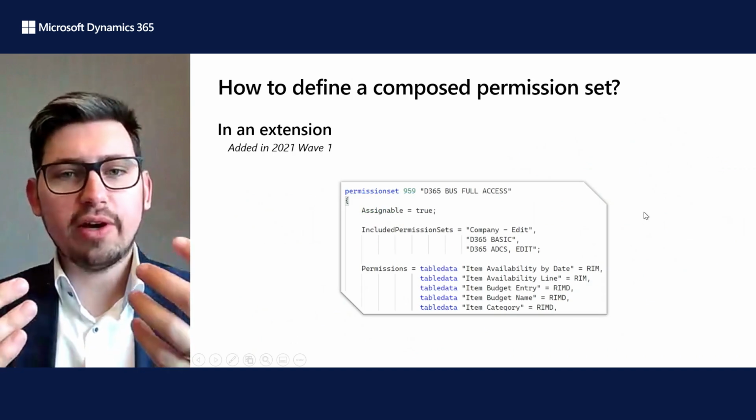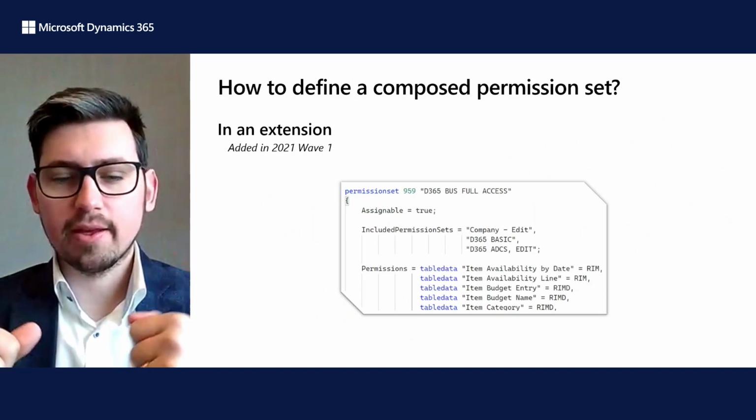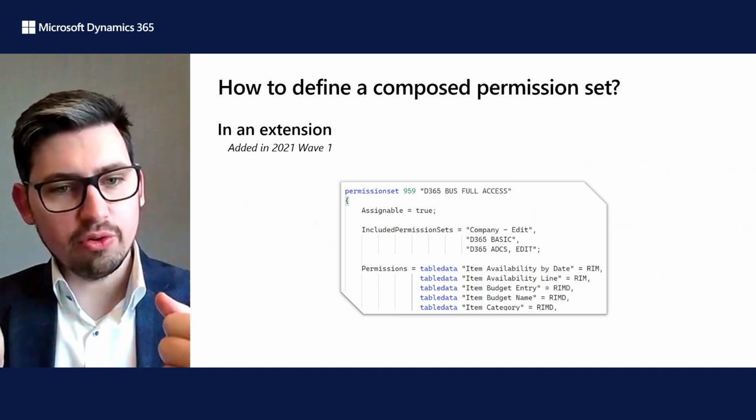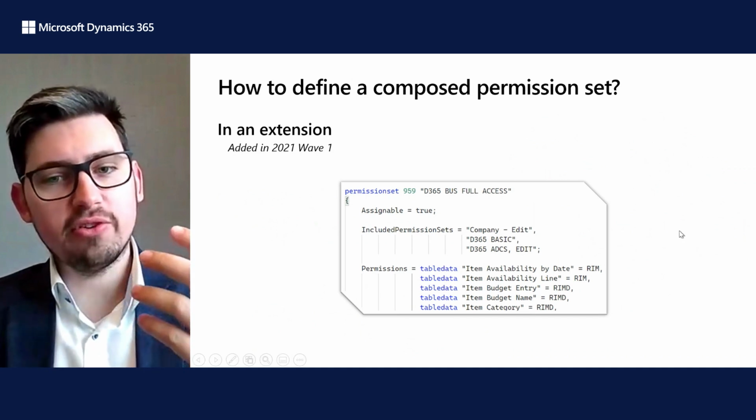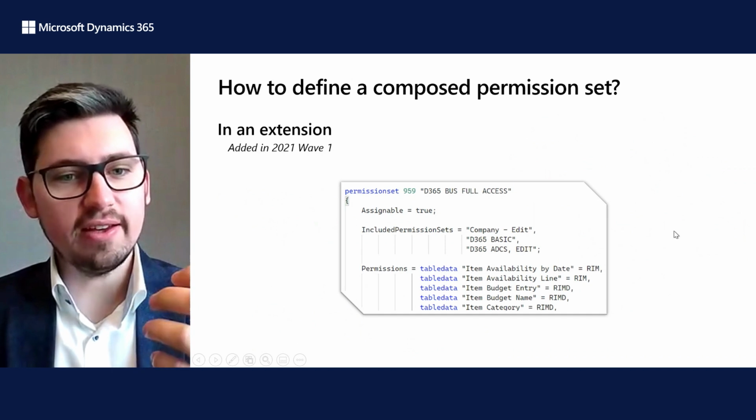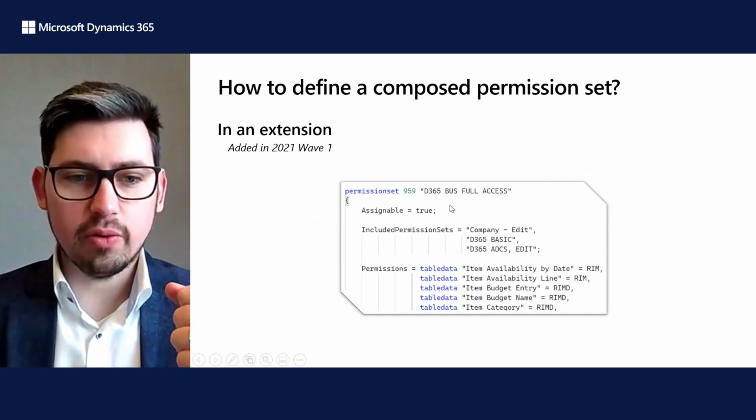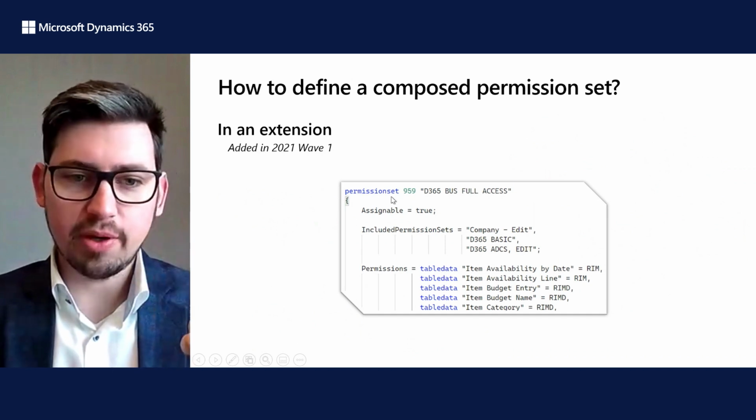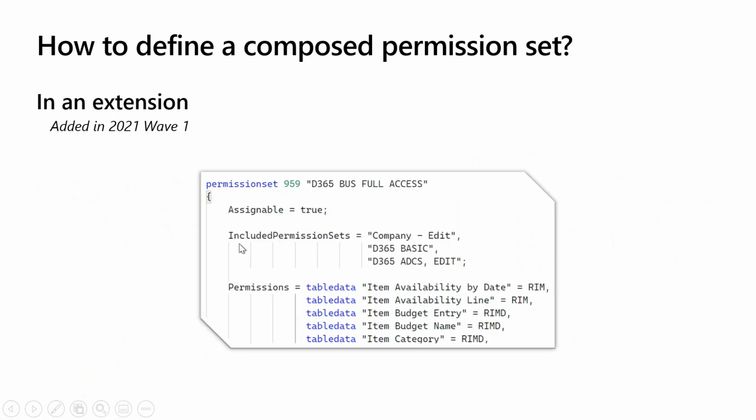So, how to define a composed permission set? Last year, we introduced the ability to define composed permission sets inside an extension. As you can see, in an AL object permission set, you can define the included permission sets. For example, in this case, Company Edit, Dynamics 365 Basic, etc. A permission set, as said earlier, includes permissions as well.